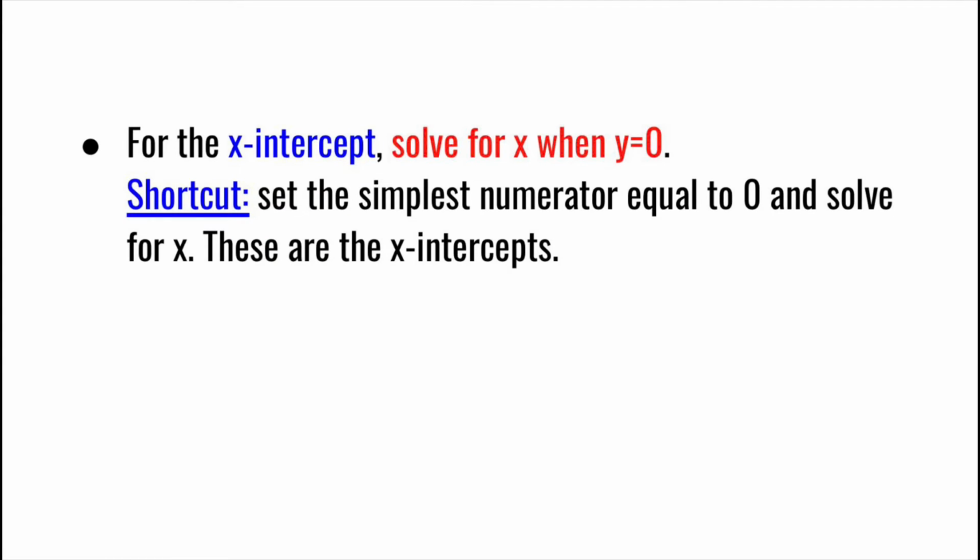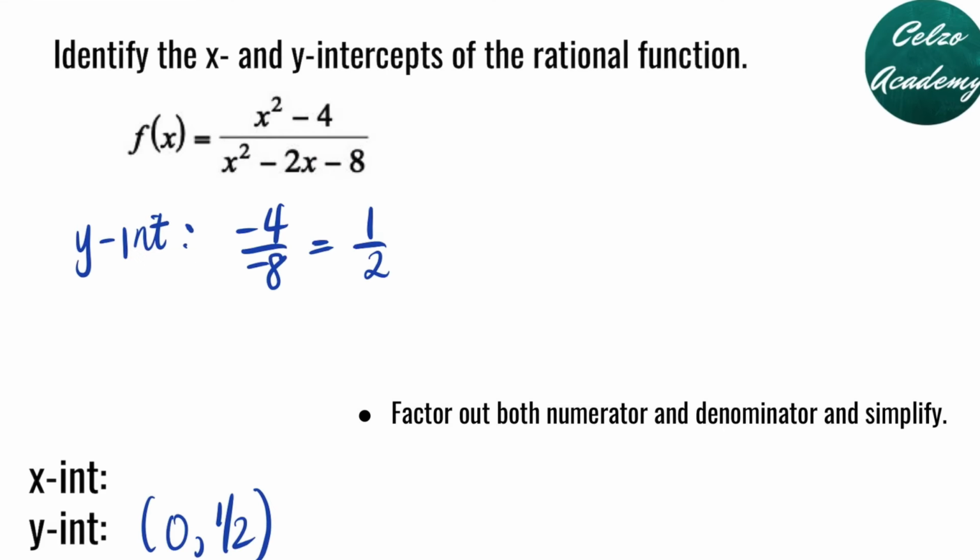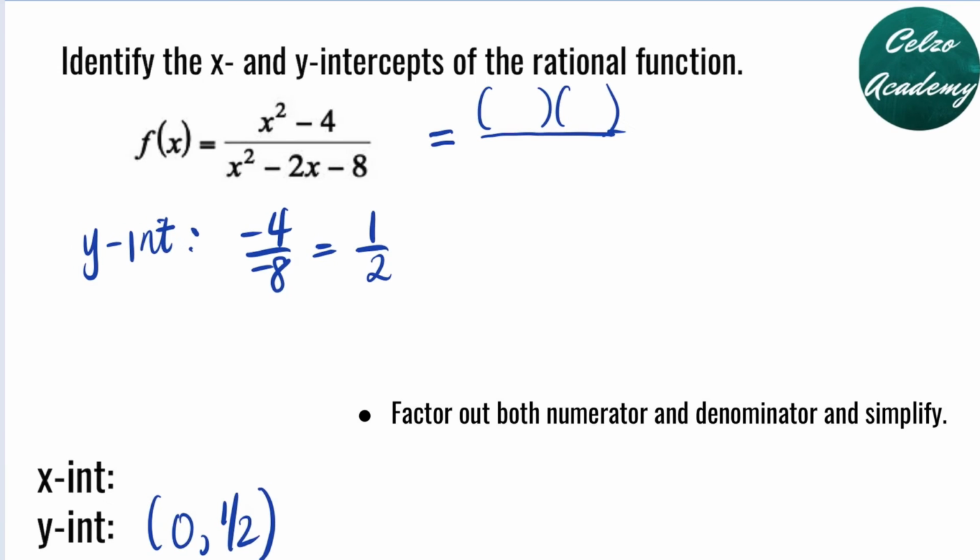And for the shortcut for the x-intercept, the first thing that we need to do is factor out both numerator and denominator. The numerator x squared minus 4 is a difference of perfect squares, so we can factor this as a product of sum and difference. For the x squared, we will split it up as x times x. For the minus 4, we will use plus 2 and minus 2. So the factors are a product of sum and difference.